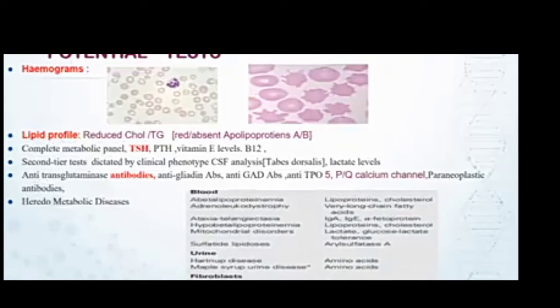Next slide, please. There is a long list of hereditary disorders like Hartnup disease, maple syrup urine disease, which require specialized tests. I'm not reading out all of them. Refsum disease, those are relatively rare, but occasionally they can be done.